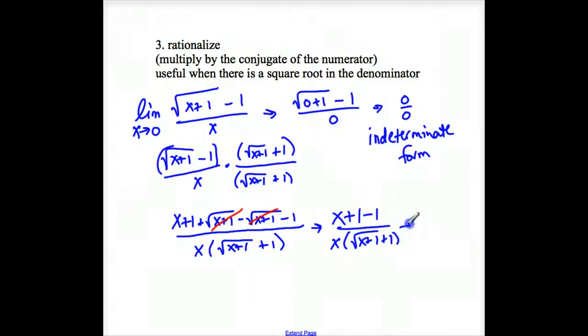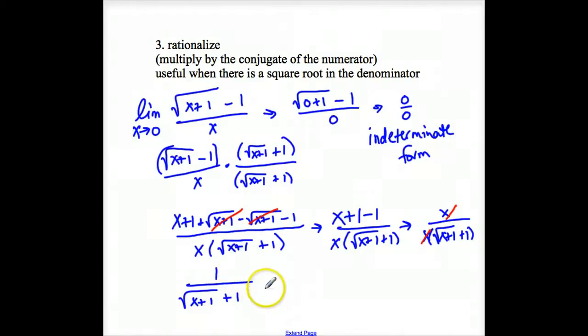Which continues to simplify to x over x times the quantity of the square root of x plus 1 plus 1. Those x's cancel. Remember, you're left with a 1 on the top. I can't tell you how many brilliant students I know continue to cancel and forget that there's a number on the top, and they just say that this is the answer without a number on the top, so it's just incorrect. That 1 is still in the numerator.